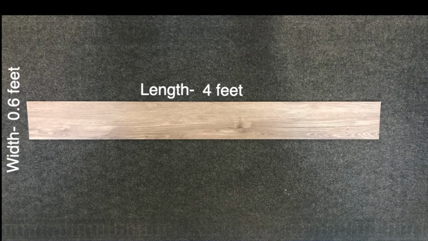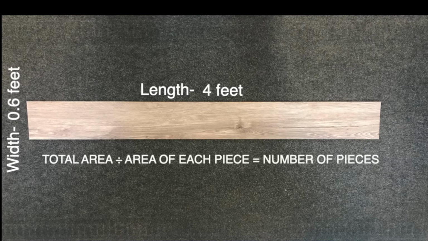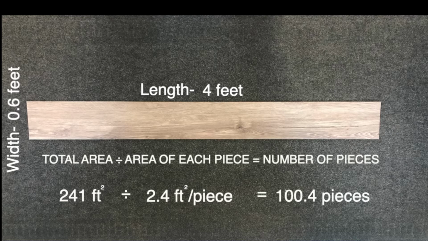Now that we know how much area each piece will cover, we can divide the total area of the flooring required for the room by the area of each individual piece. This gives us 241 square feet divided by 2.4 square feet per piece, which results in 100.4 pieces.